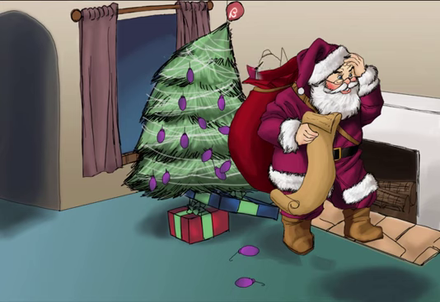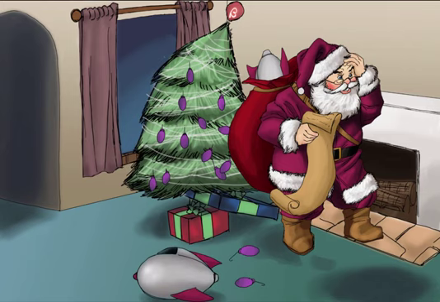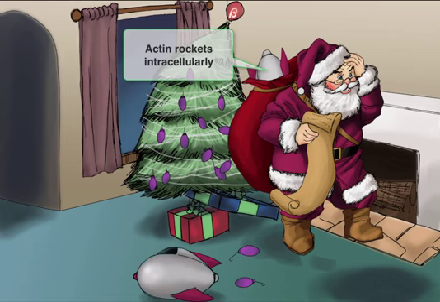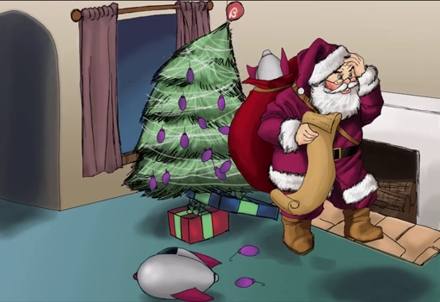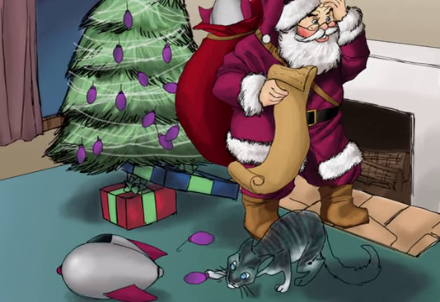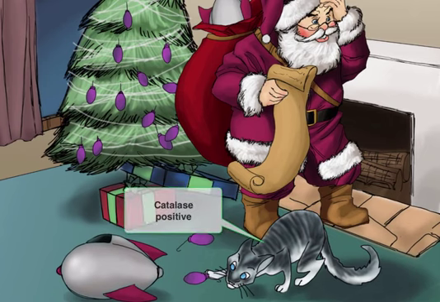To represent actin rockets, we'll draw some toy rockets being left as presents. Notice that one rocket is still in Santa's bag. This is to remind you that this method of movement is used when Listeria is inside a cell. Listeria is also catalase positive, so we'll add this cat, which is our symbol for catalase.